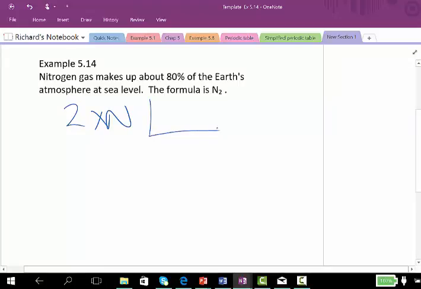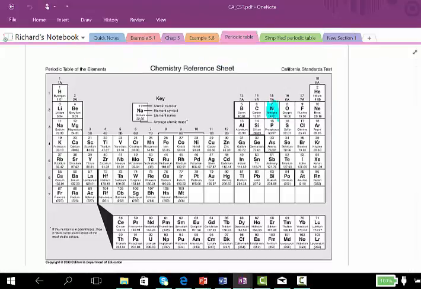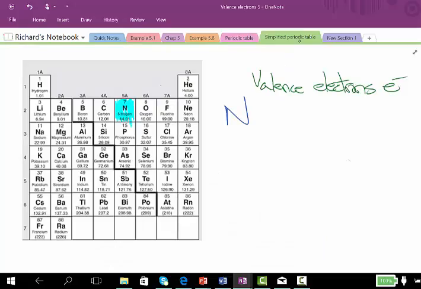So looking at a periodic table, we see that nitrogen is in group 5A. That means nitrogen has 5 valence electrons. If you look at the simplified periodic table that I prepared, you see that nitrogen is in the 5th column over. 1, 2, 3, 4, 5, group 5A. It's got 5 valence electrons.